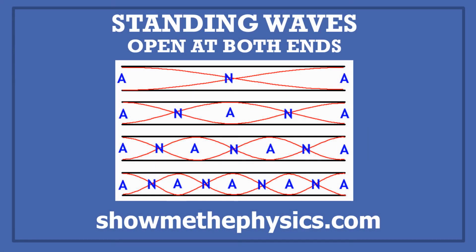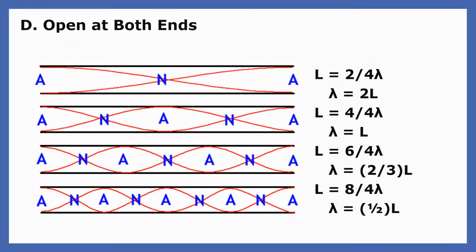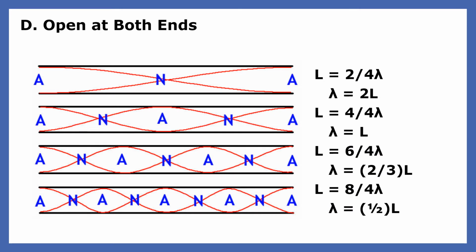This presentation covers standing waves that are open at both ends. This kind of standing wave begins and ends with an antinode. Several wind instruments make this kind of wave. All the standing waves you see here are open at both ends and begin and end with an antinode.